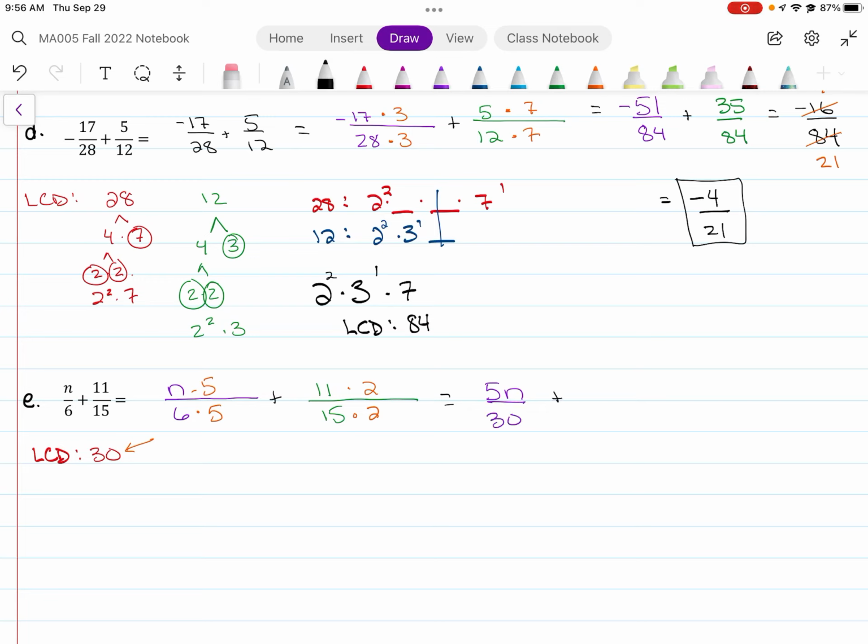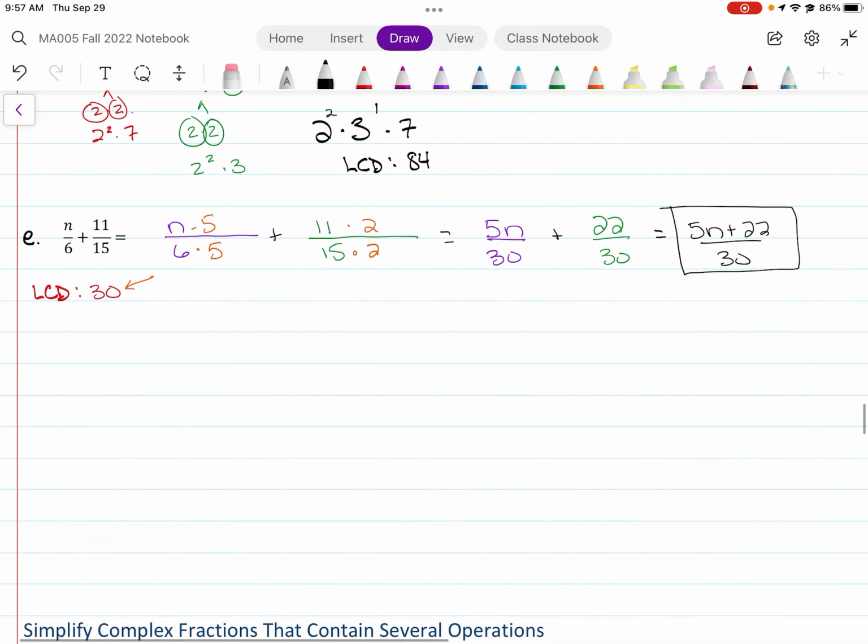plus, so write it in the order with the number first, we call that the coefficient, 22 over 30. So let's rewrite this as 5n plus 22 over 30. And we are done. There's nothing more you can do with that. You cannot divide out the 5 and the 30 because you would need to do it to the 22 also. Remember, it's factoring out. So since there's a plus, we can't do it.